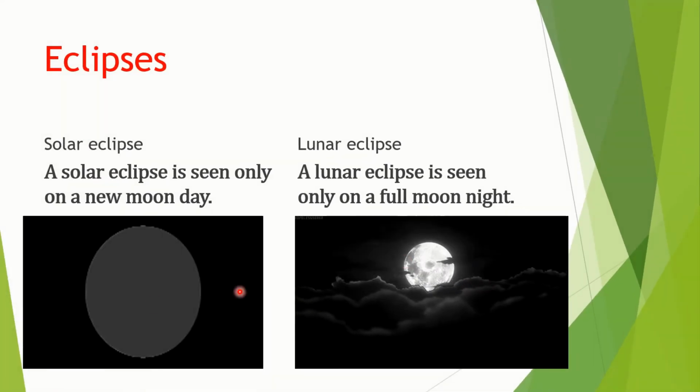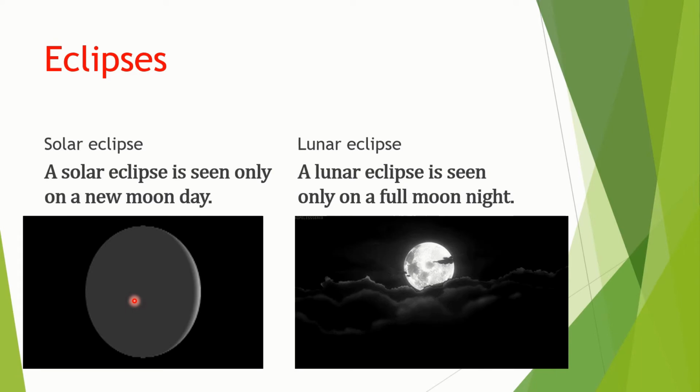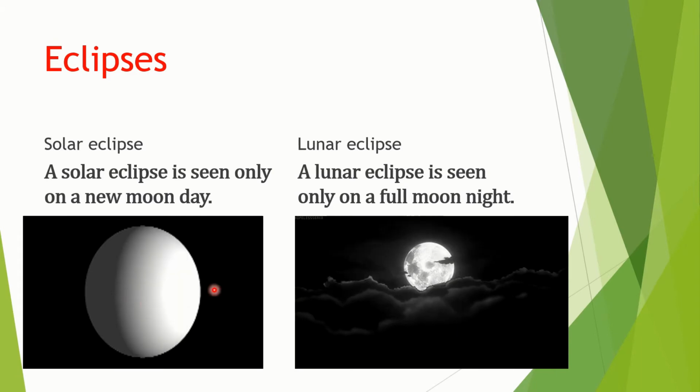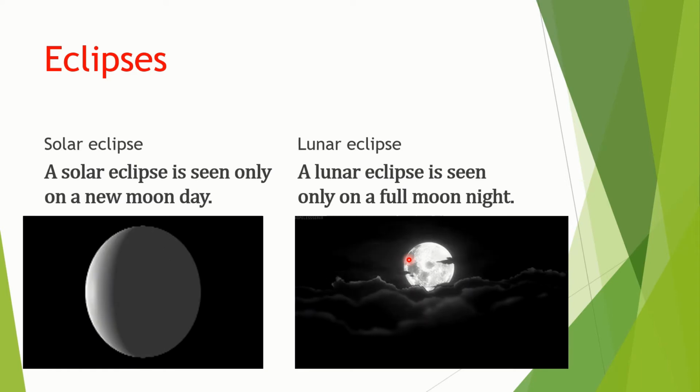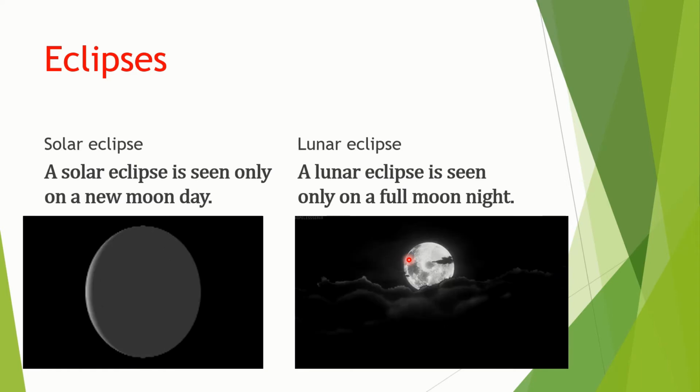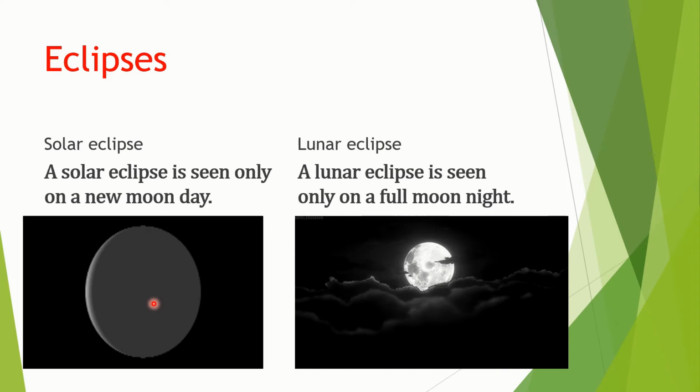Students, a solar eclipse is seen only on a new moon day, and a lunar eclipse is seen only on a full moon night. I repeat, a solar eclipse is seen only on a new moon day. A lunar eclipse is seen only on a full moon night.